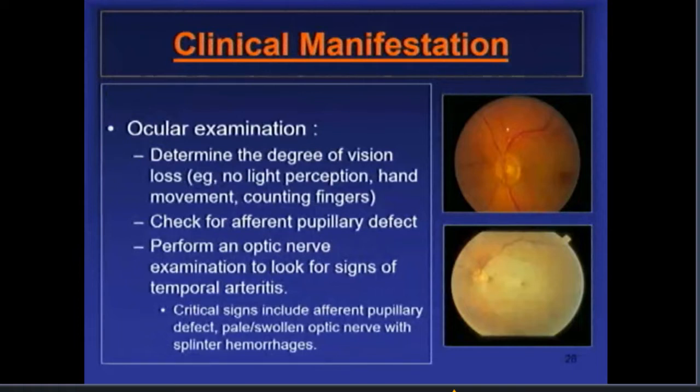In the examination, we have to determine the degree of vision loss, starting with the visual acuity, which usually in central retinal artery occlusion goes from light perception to hand motion, or even less. Check for afferent pupillary defects, and perform an optic nerve examination to look for signs of temporal arteritis, like an afferent pupillary defect, a pale, swollen optic nerve with splinter hemorrhage over or surrounding the disc.